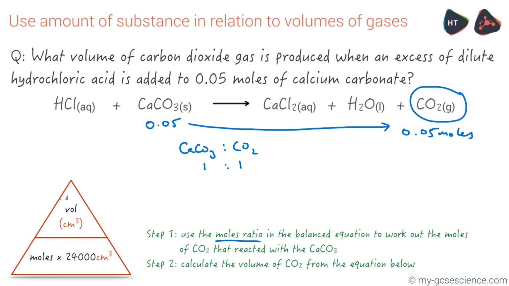So now we can go back to this equation and calculate the volume of carbon dioxide from there. Volume equals the moles, which is 0.05, times by 24, and that gives us 1.2 decimeters cubed. And of course, it may be that the question is asking you for a volume in centimeters cubed, and if that's the case, then you need to times it by 1,000 and get 1,200 centimeters cubed.